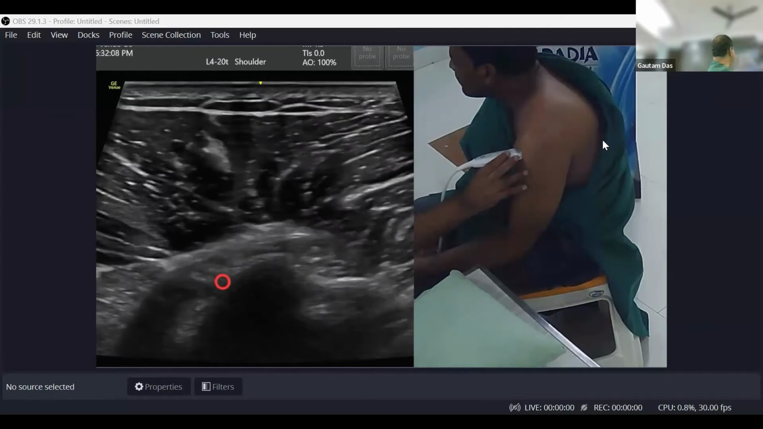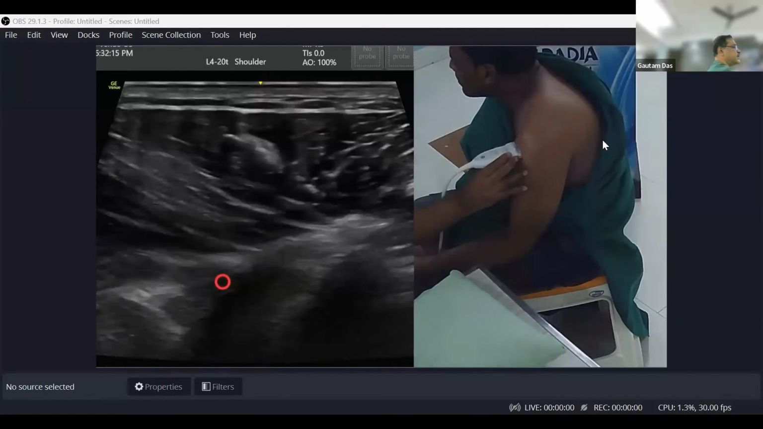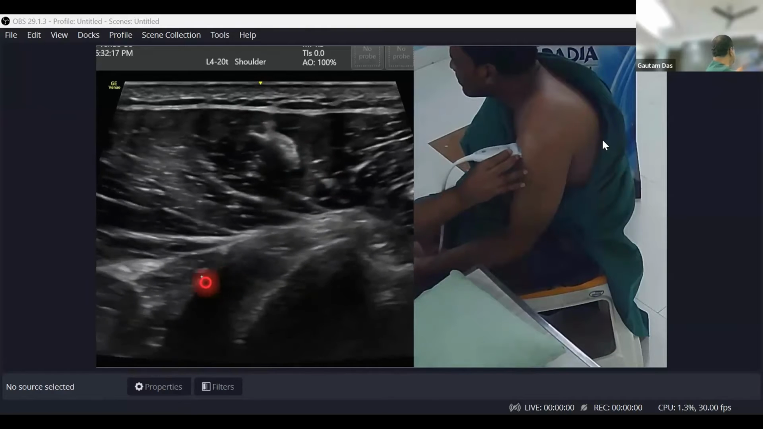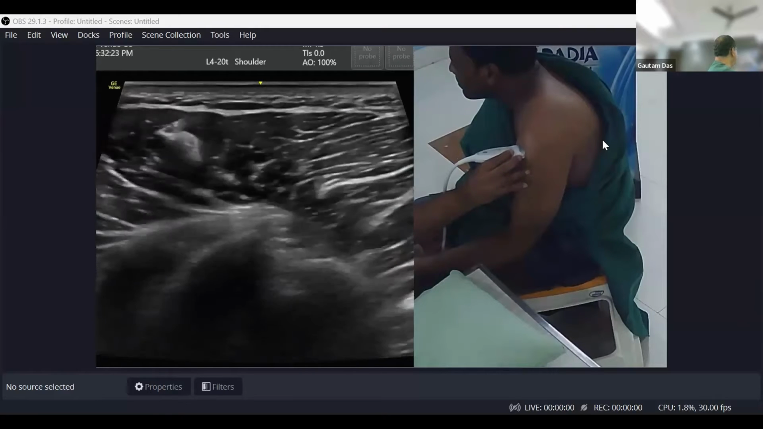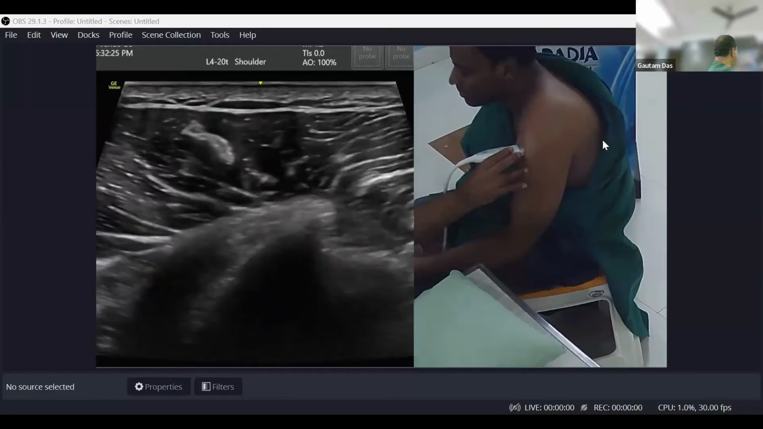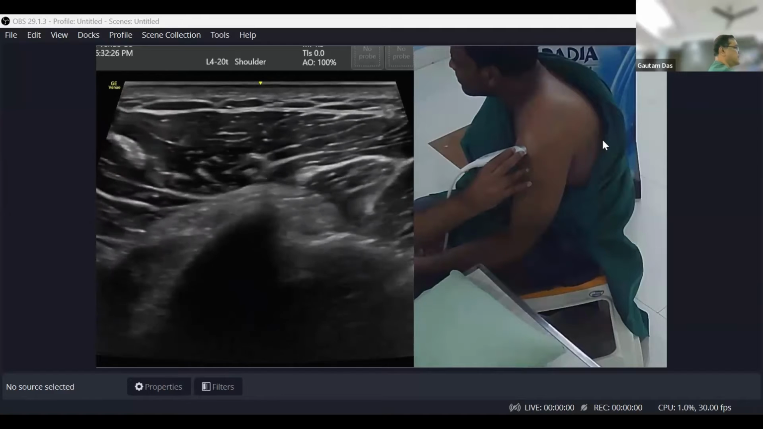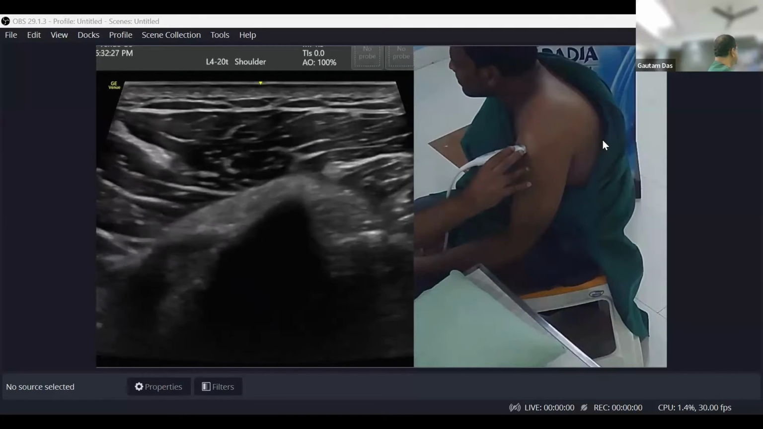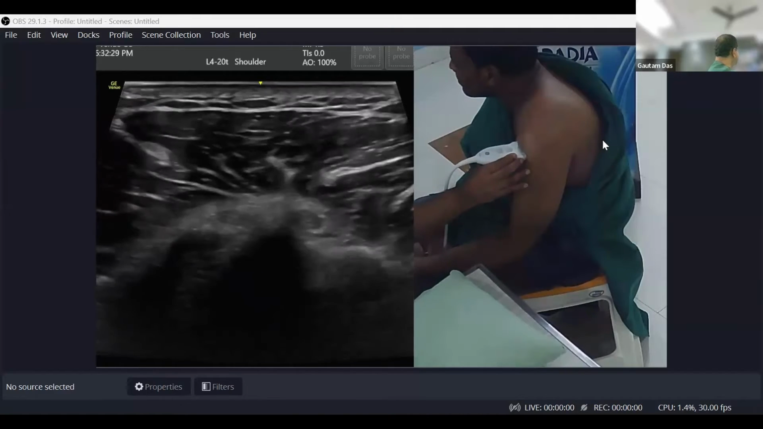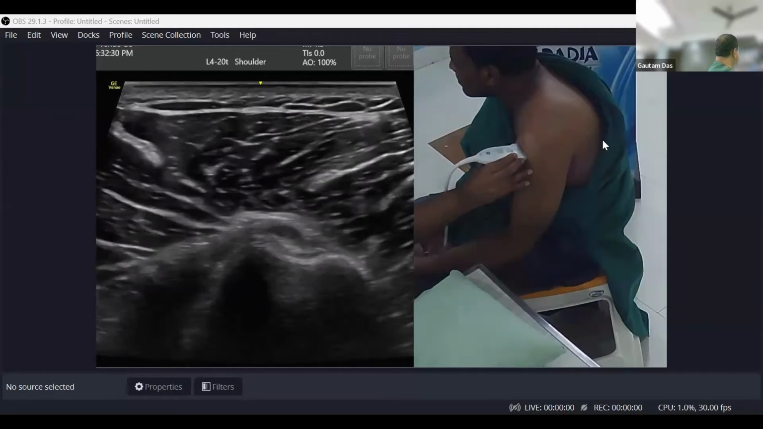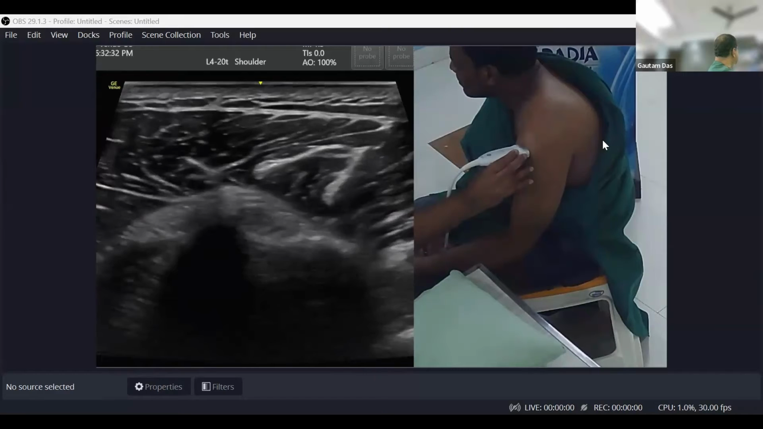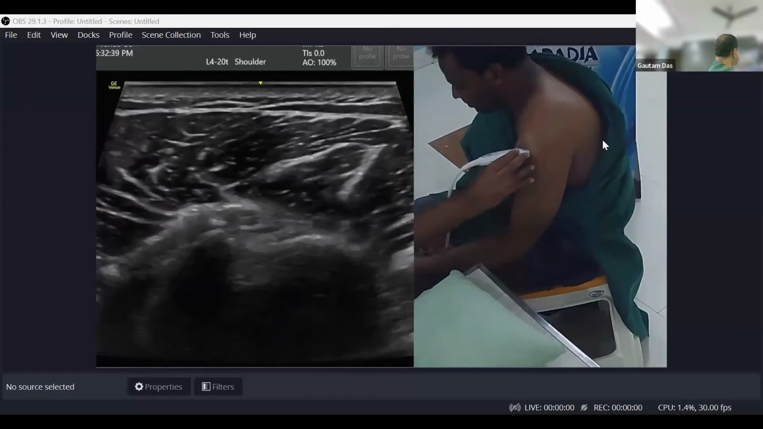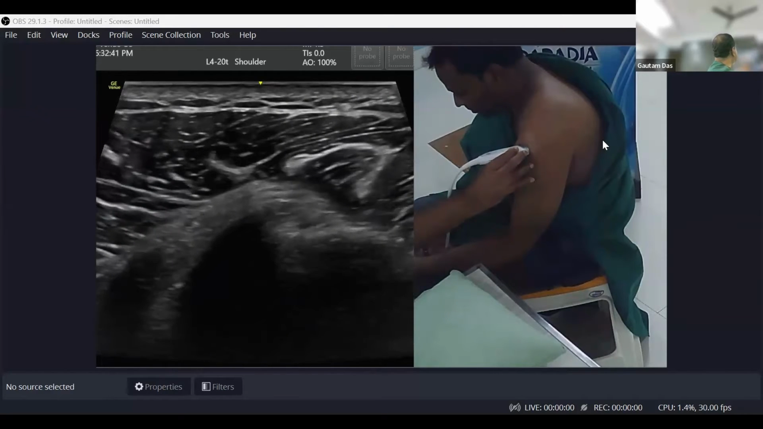One thing I forgot to mention, that my probe marker is towards the left side of the screen. This side is your probe marker. So this is the medial side and this is the lateral side. So when I'm going up, gradually I am able to see the bicipital groove. And in the bicipital groove, what we can see there are the greater and the lesser tubercle.